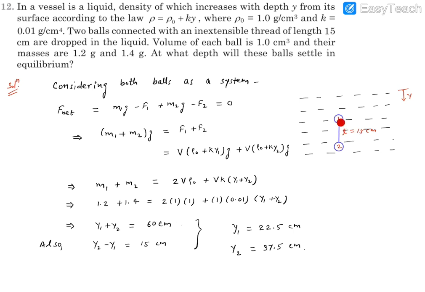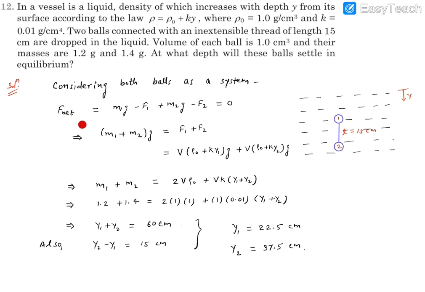Now if you draw the free body diagram of this entire system, that means the two balls together, you'll find this tension force is going to be an internal force, and the external forces will be the gravitational forces, that means weights acting downwards, and the buoyancy forces that will be acting upwards. So buoyancy force will be acting on this one upward as well as on this two upward.